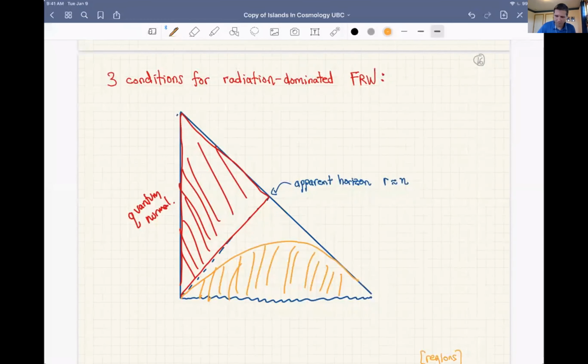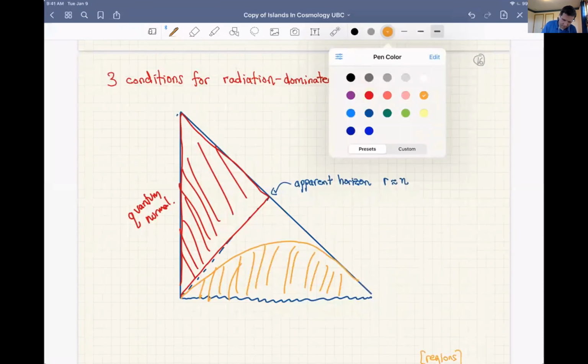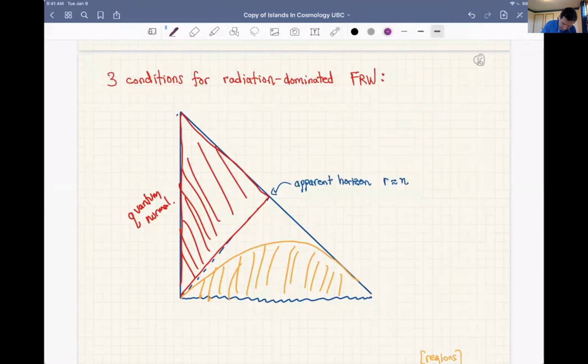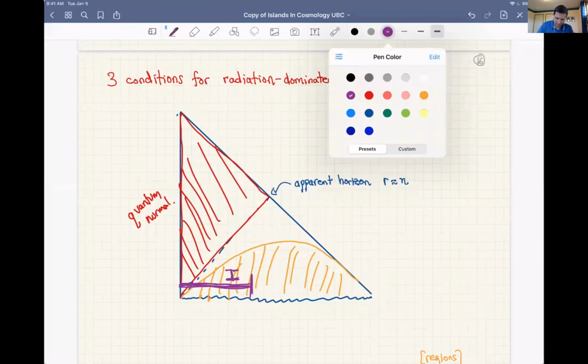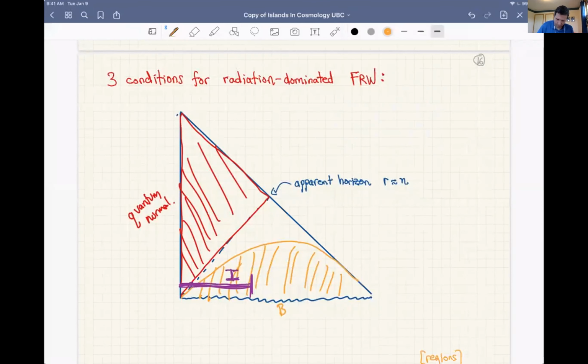So what do I mean by this? I mean that if we draw an island like this one, then if its endpoint lies in the yellow region, the orange region, then that region I violates the Bekenstein area bound.